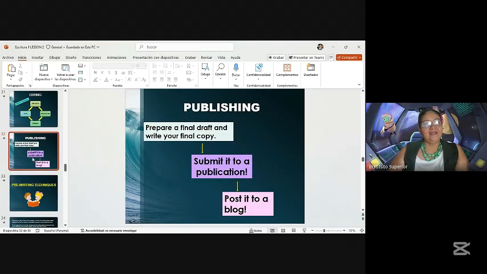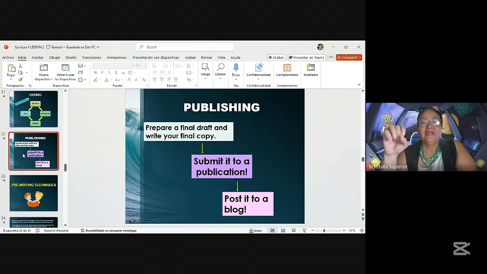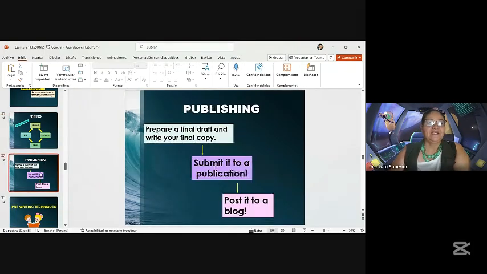And finally, we have publishing. In publishing, we prepare our final draft. We're going to write and copy, share, and submit. But also here, in editing, we may share with a classmate or a colleague to revise. Because on some occasions, we don't find our own mistakes, but others are going to help us do the correction. Okay? And publishing is the final stage.